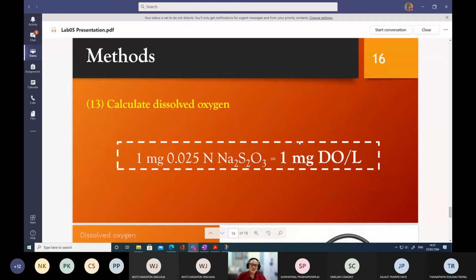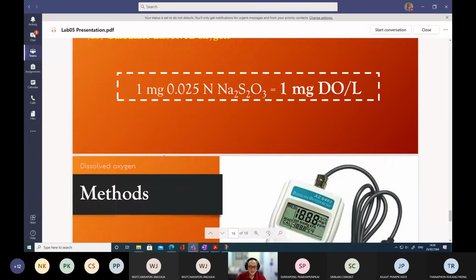Then there is no need for calculation. Whatever amount of thiosulfate you get from the titration is equivalent to 1 milligram per liter of dissolved oxygen. In fact, this should be 1 ml, not 1 mg. Okay, 1 ml.